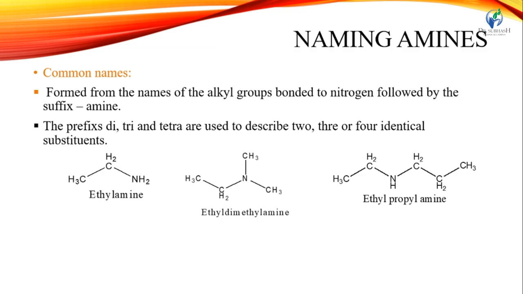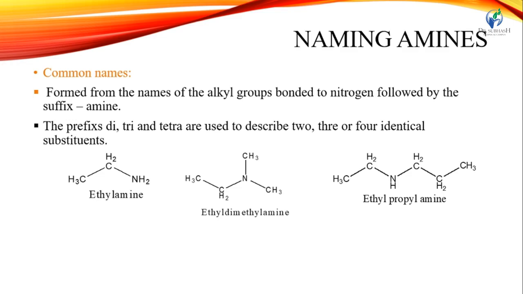Nomenclature of the aliphatic amines starts with common names. The rule of the common naming system: the name is formed from the names of the alkyl groups bonded to the nitrogen, followed by the suffix amine. Any carbon chain alkyl groups bonded with the nitrogen are followed by the suffix amine. Then the prefixes di, tri and tetra are used to describe 2, 3 or 4 identical substitutions. As per the substitution, you can use any prefix like di, tri or tetra.